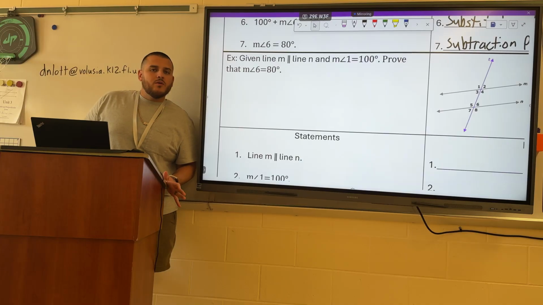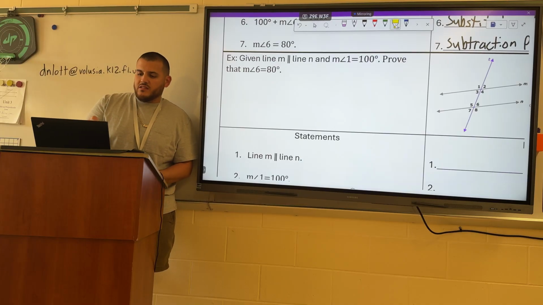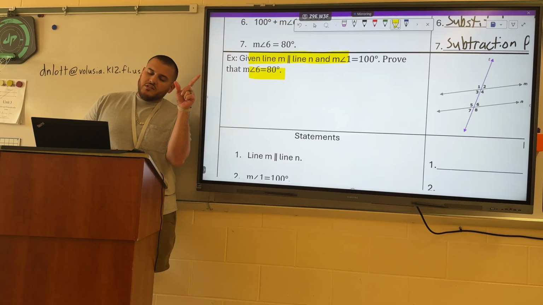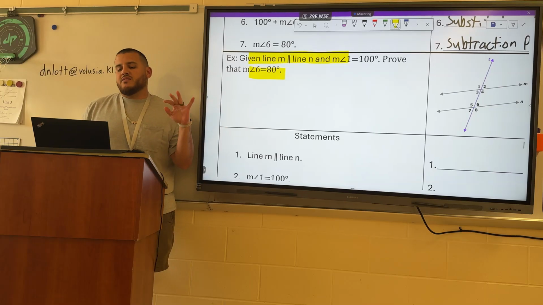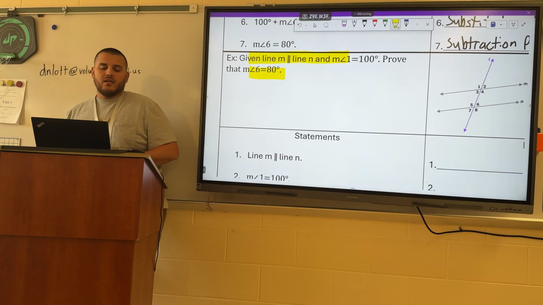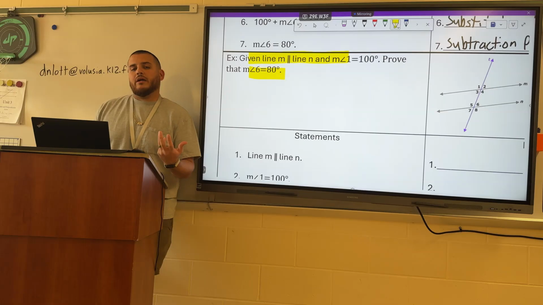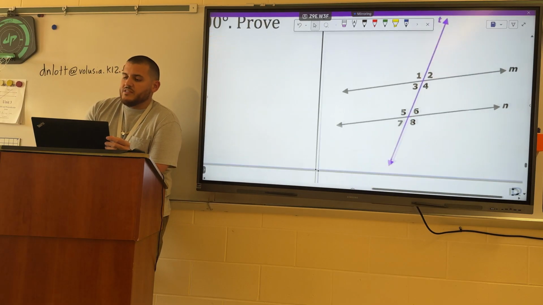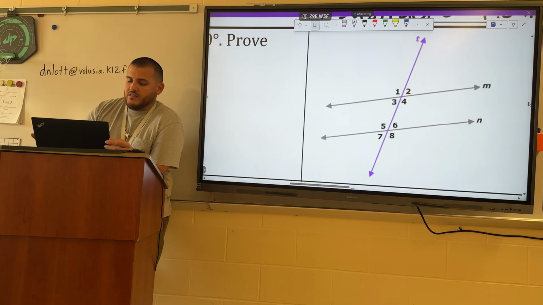Our next example looks exactly the same. It's because it is. This is the same given information. We're being asked to prove the same thing, that the measure of angle 6 equals 80 degrees. We're just going to see that in the proof we're taking a different route to get to that conclusion. We're going to be using different angle pairs to prove this because there are a bunch of different angle relationships that exist here on these lines.